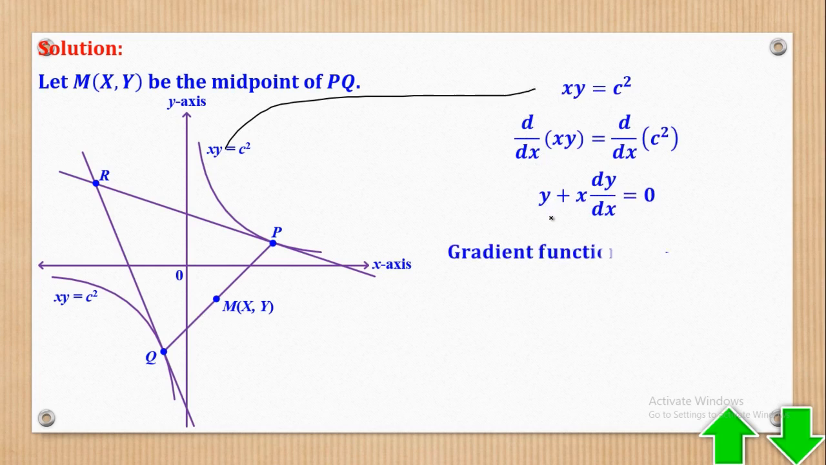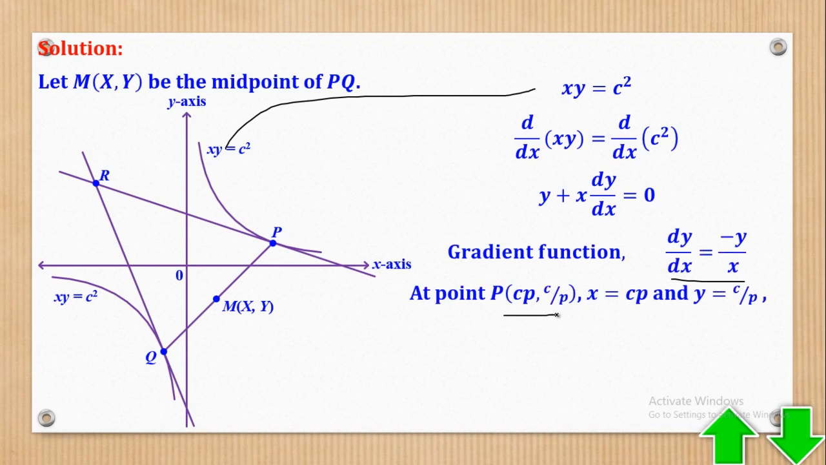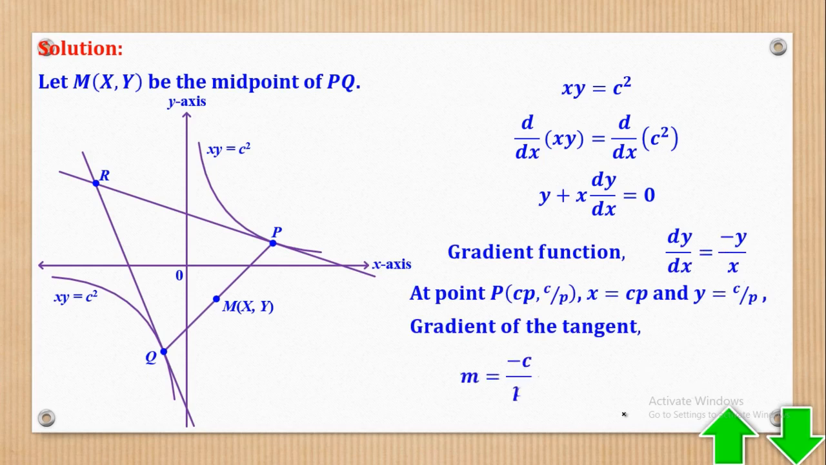So the gradient function is dy/dx, which is that. Now at this point P, x is this and y is this. Therefore, come and substitute for x and y, you'll come up with the gradient of the tangent. So now that I know the gradient of the tangent at point P and the coordinates of point P, I can easily get the equation of the tangent at point P.